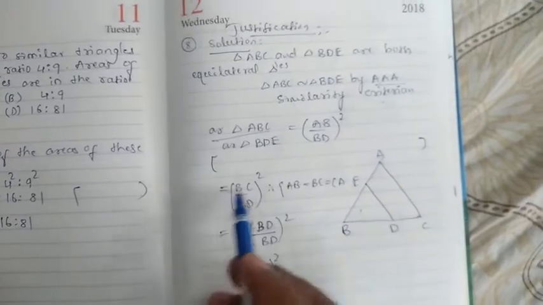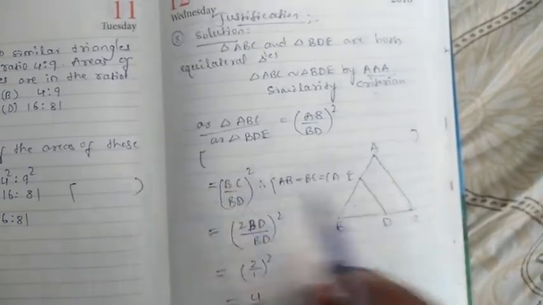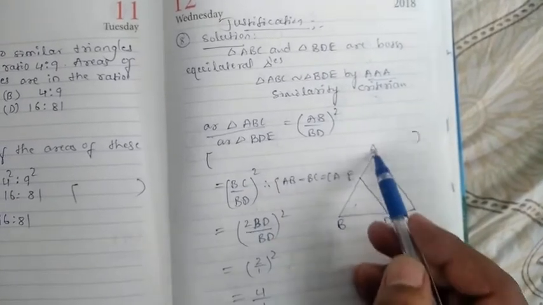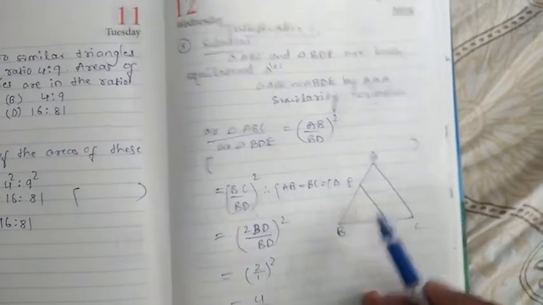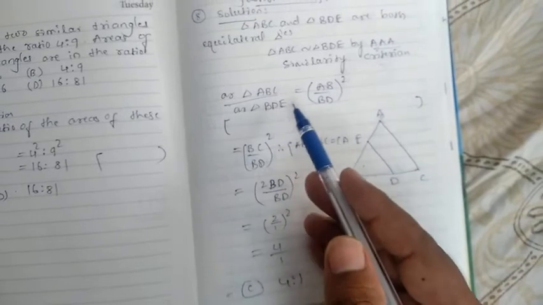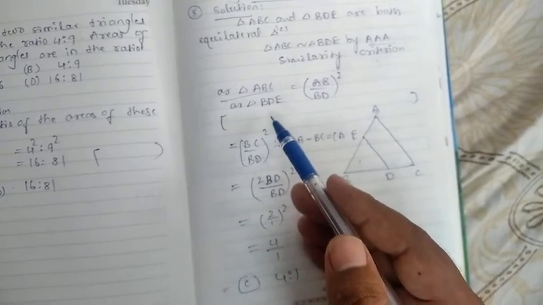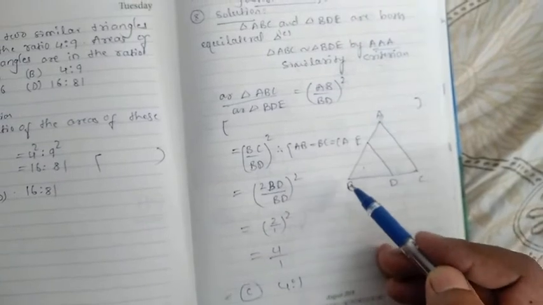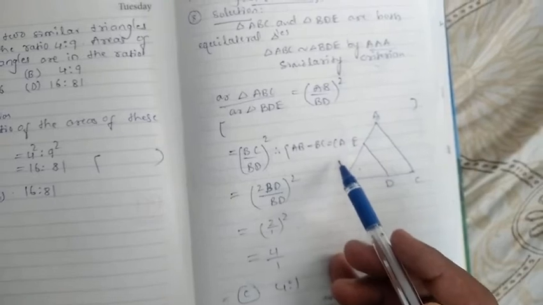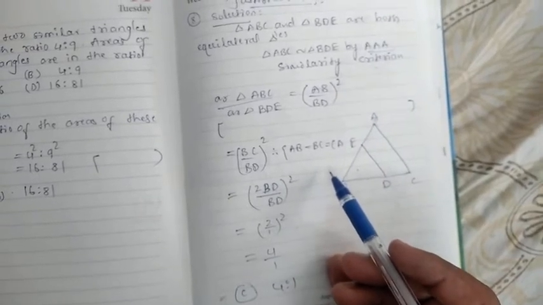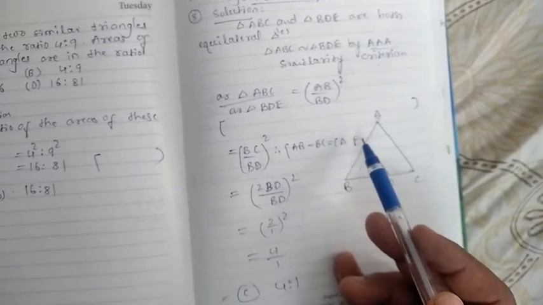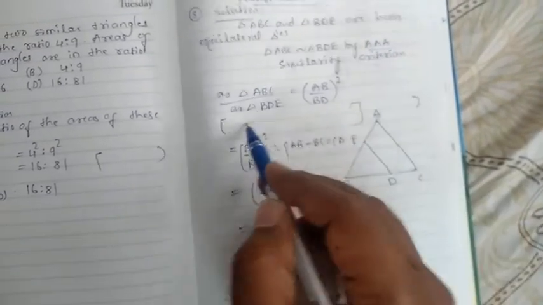Both triangles are similar, so you can write the area of triangle ABC divided by area of triangle BDE is equal to (AB divided by BD) whole square. Why can you write that? Because you learned one theorem: the ratio of the areas of two similar triangles is equal to the square of the ratio of their corresponding sides. So here you have to write that reason.